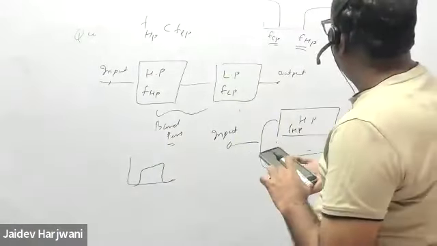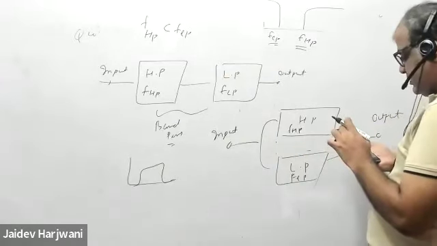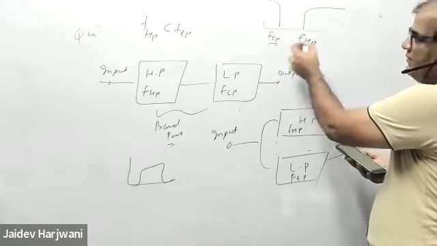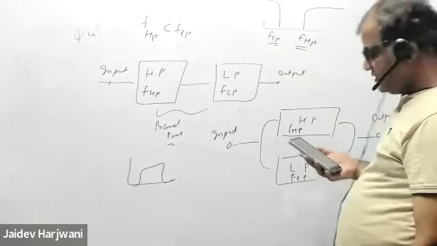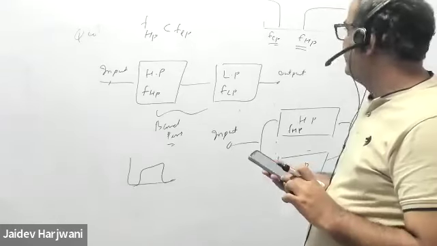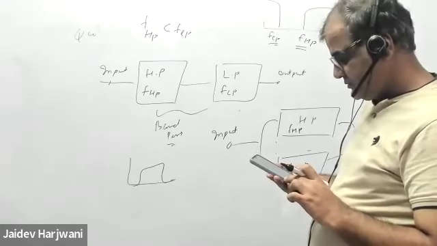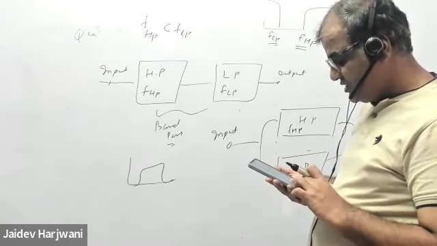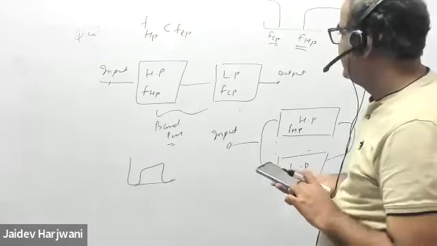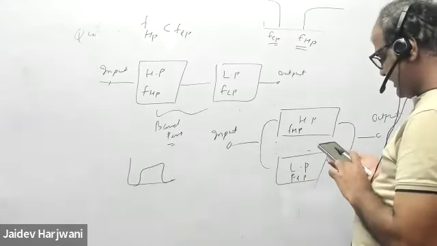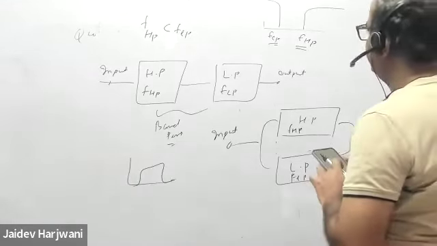Okay, but here this relation is not true, right? Here FLP is less than FHP, so this option A is not correct. Okay, FHP is greater than FLP. Stop signal. No, FHP is less than FLP. If FHP is less than FLP.